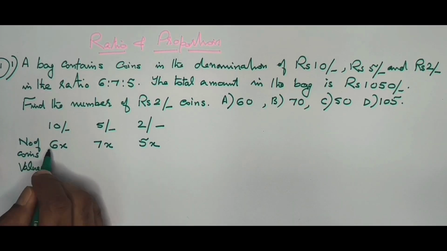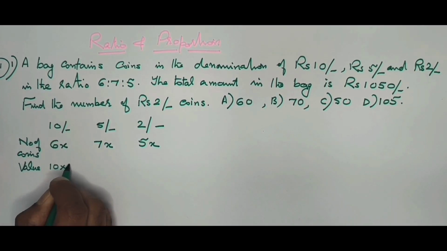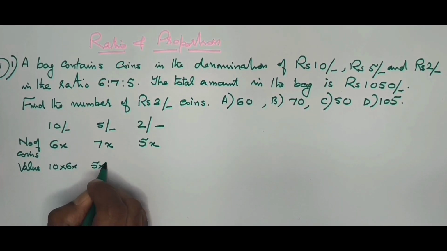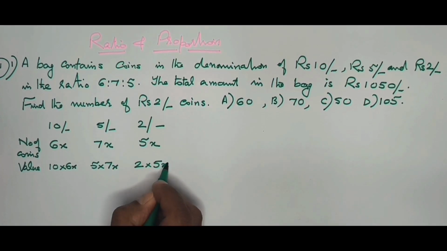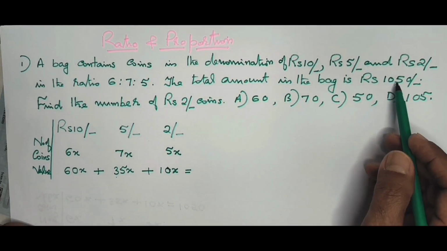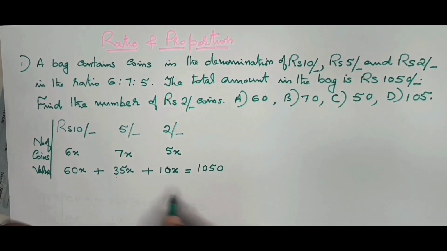The value of money from 10 rupee coins will be 10 multiplied by 6x. Similarly, 5 multiplied by 7x, and 2 multiplied by 5x. If you sum these three different terms, you get the total amount in the bag, and that's given to be 1050 in the problem. So you can equate the whole thing to 1050. You get a simple equation.